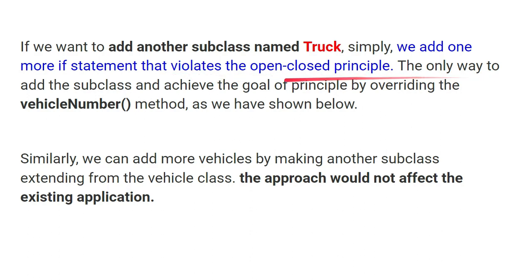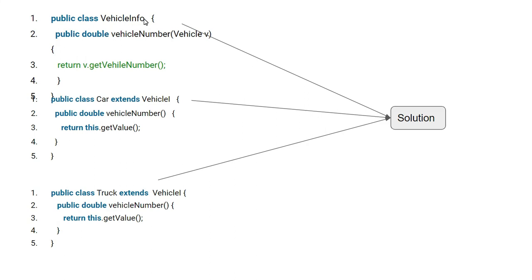The only way to add the subclasses and achieve the goal of the principle is by overriding the vehicle's number method, as we have shown below. Similarly, we can add more vehicles by making another subclass extending from the vehicles class. The approach would not affect the existing application. The solution is that in vehicle info we can call the vehicle implemented class directly. We can remove the instance checks and all those things, and we already have the classes ready.